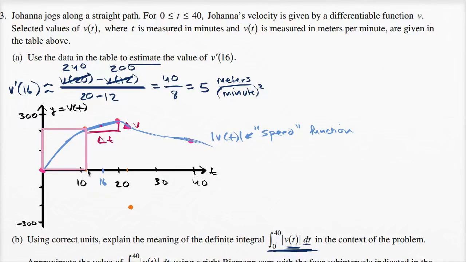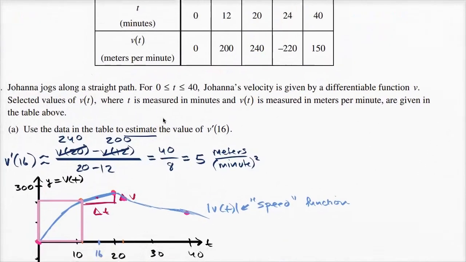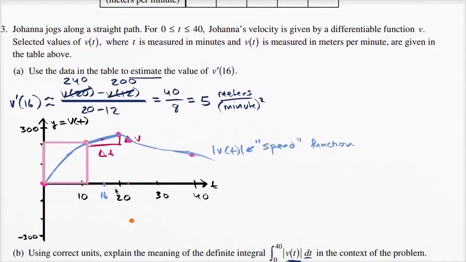Then the next interval goes from 12 to 20. The next rectangle goes from 12 to 20. We see that there, from 12 to 20. So let's use the value of our function at 20 to define the height of this rectangle. So just like that. If you just hand draw that, it would look like that.